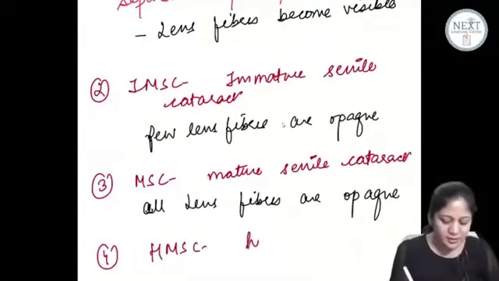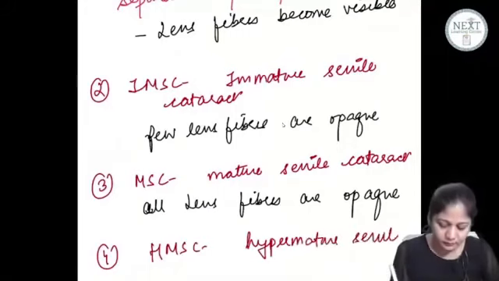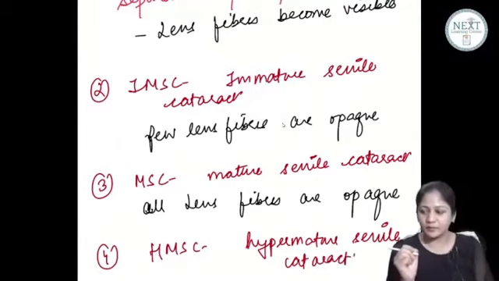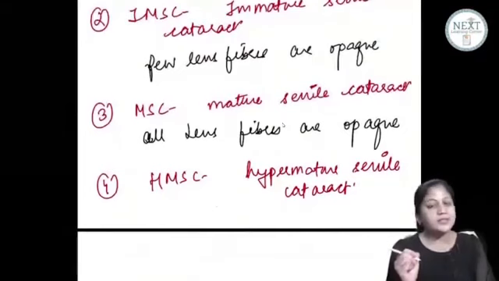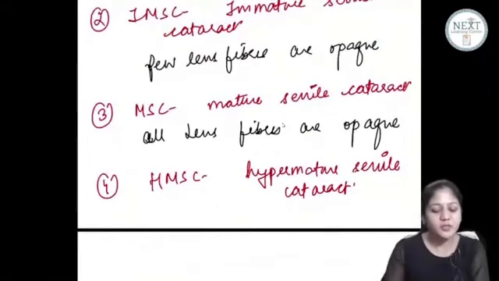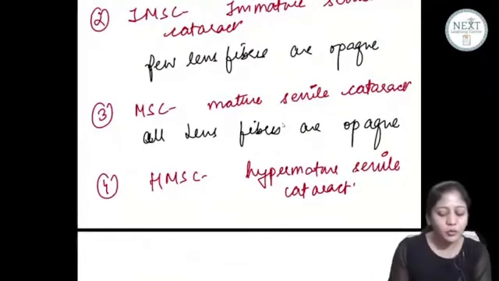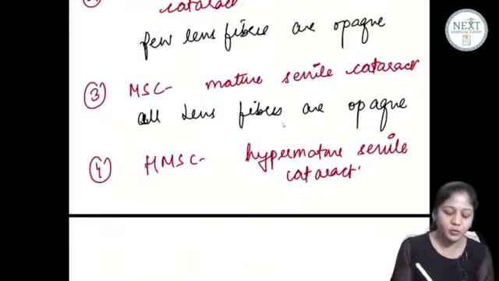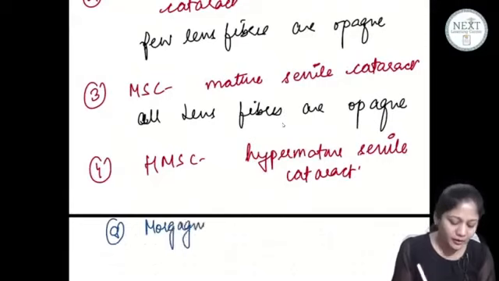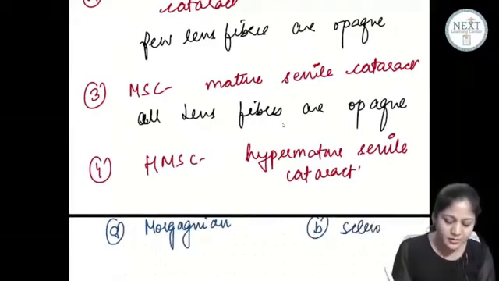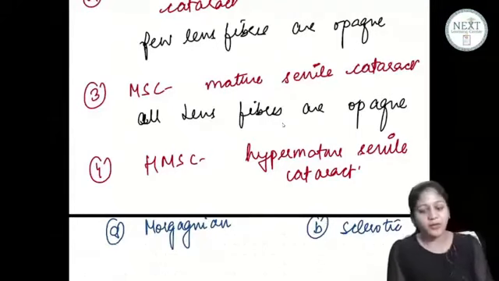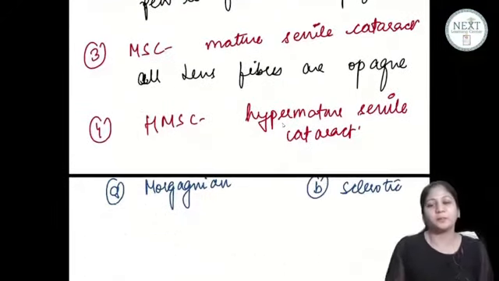Now what is HMSC? Hypermature senile cataract. So what is the problem in hypermature, guys? Hypermature senile cataract can be further divided into two types. The first is called the hypermature Morgagnian cataract. And the second one is called the hypermature sclerotic type of cataract. Morgagnian and sclerotic, these are the two types.